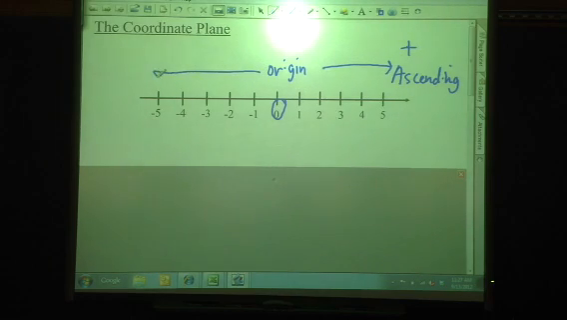Numbers to the left of the origin are negative, and those numbers move in descending order. Descending meaning moving down. That number line worked very well for us to help us represent integers and how we move along the number line when adding and subtracting those integers. But realize that that number line is only one-dimensional. Today we want to introduce you to the coordinate plane. What the coordinate plane allows us to do is identify two dimensions of numbers.